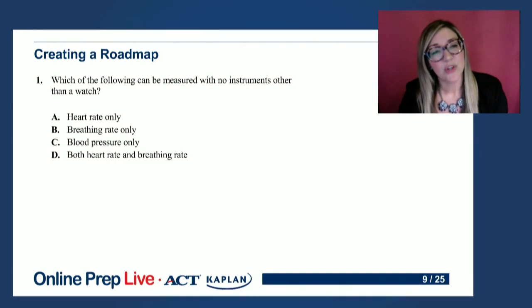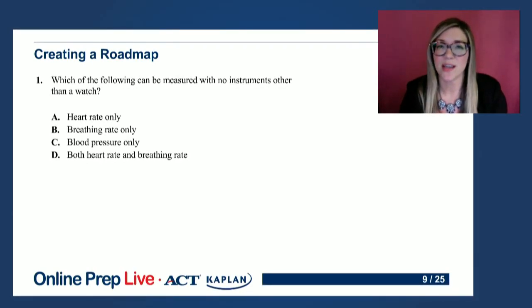So we read, which of the following can be measured with no instruments other than a watch? So I'm going to ask myself, what is this question really asking me? That's half the battle. If you know what the question's asking, you can go research your answer. All right, so I'm seeing a lot of you guys answer in the poll. Keep those things coming in the poll for me.